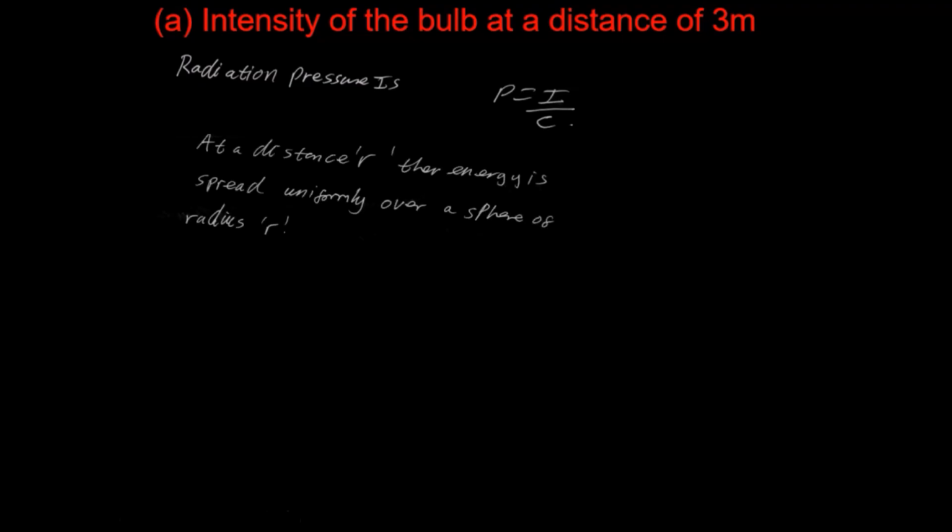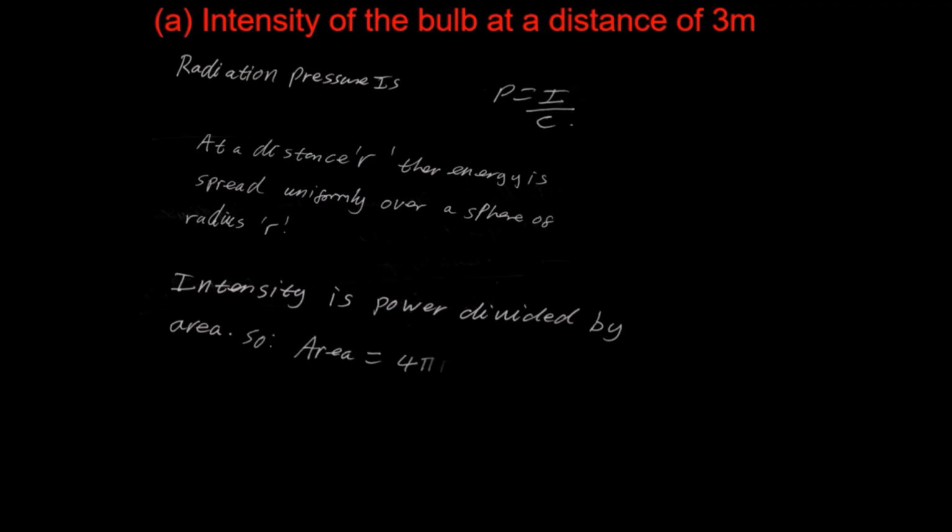At some distance, the energy is going to be spread out over a sphere. It did say it was coming out in a spherical pattern, so we'll have to take our radius as being 3 meters, and we have to look at a sphere of area 4 pi r squared. So that's the area of a sphere.